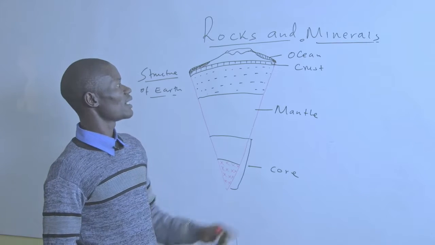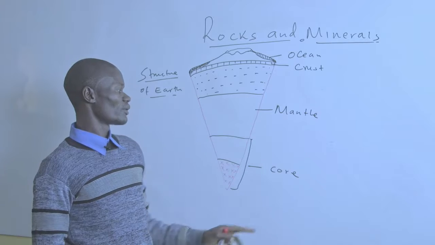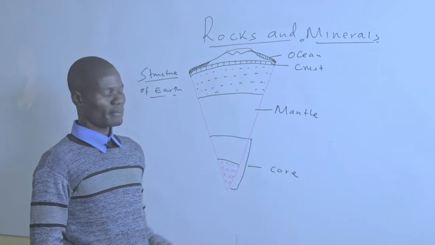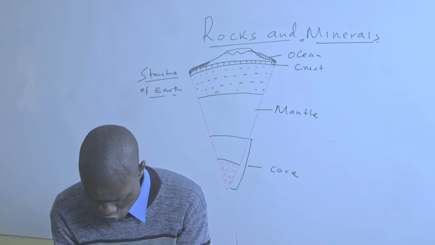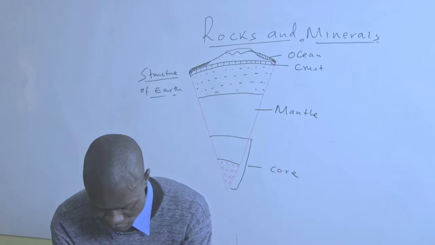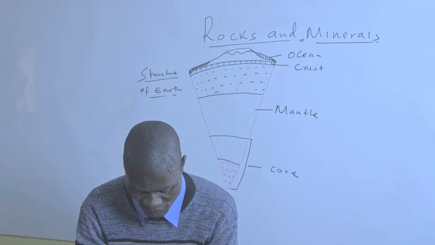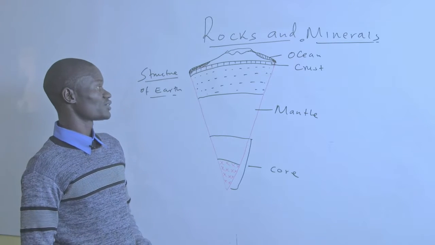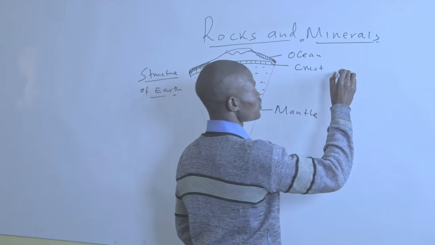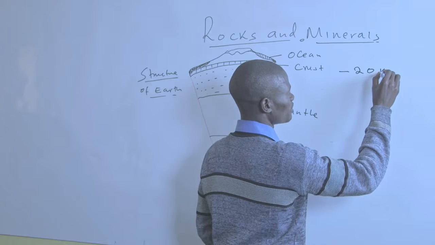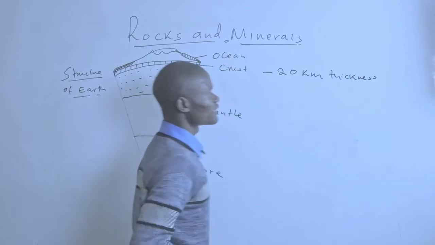The earth is made up of several layers. We will look into the mantle, and we will also look into the core. But first of all, let us look at the layers that are found on the earth. The crust is the outer part of the earth. It is about 20 kilometers thick.